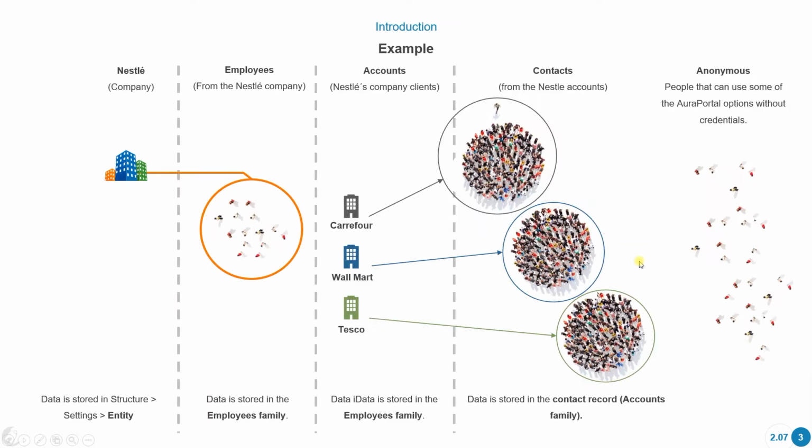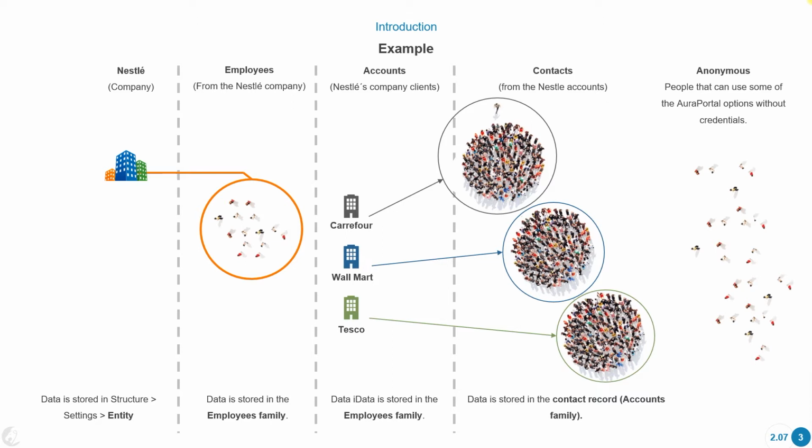Introduction. Here we are going to see an example of where we can store data. If it's a company, like Nestlé for example, the data will be stored in structure, settings, entity. Then we have the employees, whose data is stored in the employees family. The companies have relations with clients, suppliers, etc. These are the accounts, and the data is stored in the accounts family records.